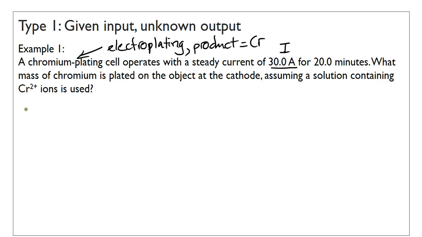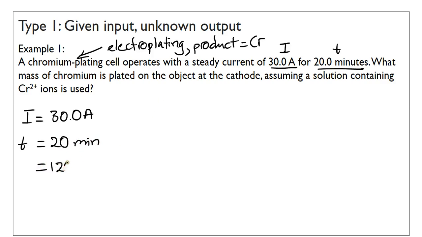So let's do a quick summary of the question. Current is 30 amps for 20 minutes. So that's time. You're going to have to convert this time to seconds. Or maybe we should do it right now. So 1,200. I just did that in the calculator because it's too early in the morning for me to do anything in my head without a calculator.